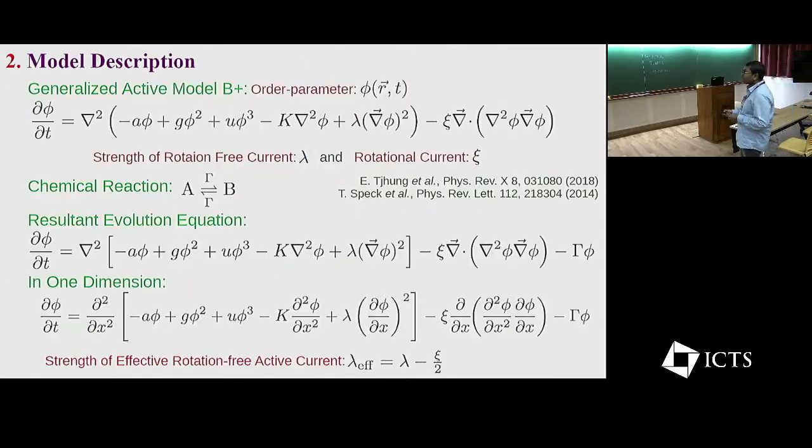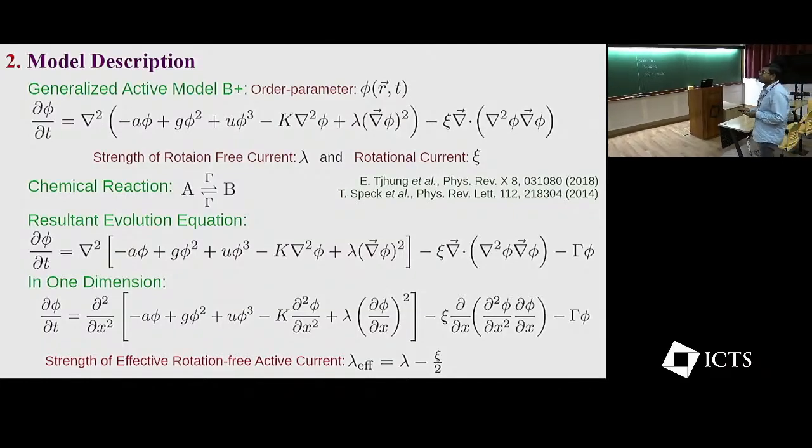So this is the model I have studied. I have studied the generalized active model B, and this is the evolution equation of the order parameter phi(r,t), which is nothing but the density difference of the two phases, two species A and B. In addition to the normal phi cube term, we generalized it by adding a g phi square term, and these are the active current terms. So lambda grad phi square and xi, this big term, are the active current terms. And these are just the strengths.